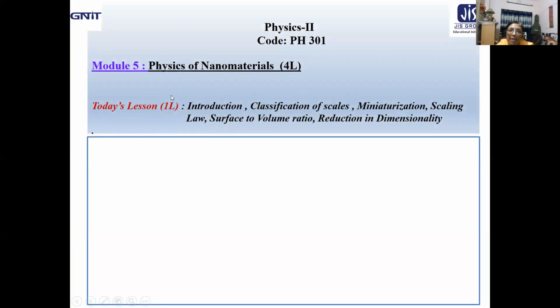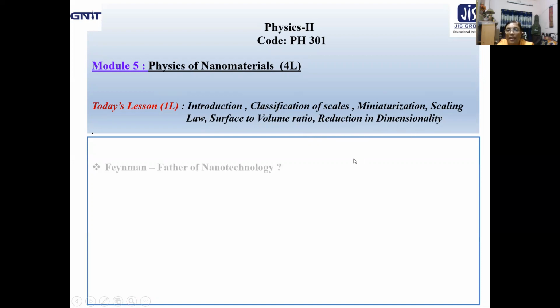Now, I already mentioned that today we are starting the Physics of Nanomaterials, where a total of 4 lectures are there. So today we are starting our first lesson, where we are going to start with introduction, then classification of scales, miniaturization, then scaling law, surface to volume ratio, and then we will start discussion on reduction in dimensionality.